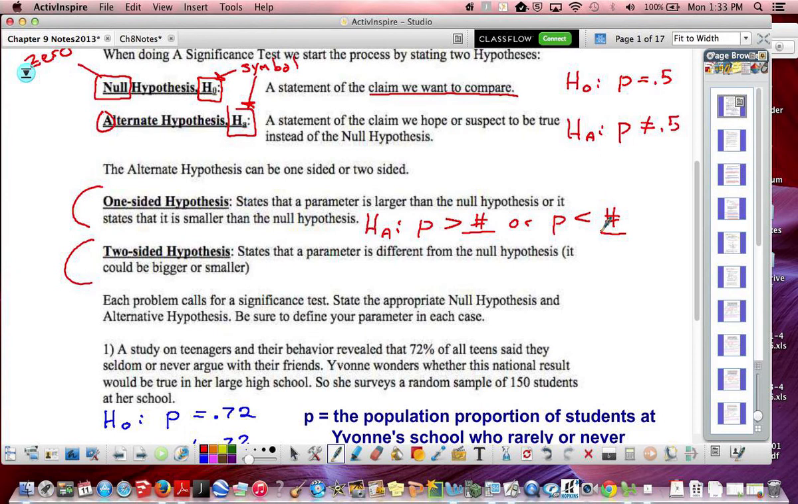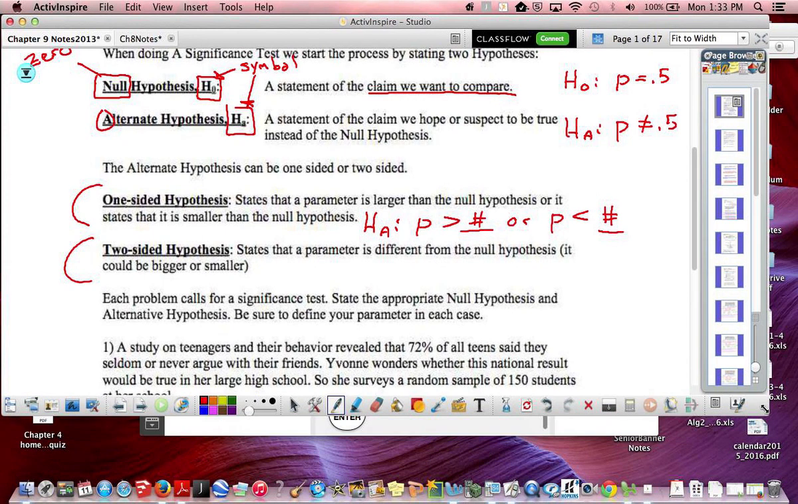Other times, we won't know what the actual proportion is. So when we don't know what it is, it's two-sided, meaning we don't know if it's higher or lower. So we'll use this not equals. Like in a coin toss, if we don't suspect one direction or the other, we'll say not equals, because if we get too many heads, we'd suspect that it's unfair. Or if we don't get enough heads, we would suspect that coin to be unfair.